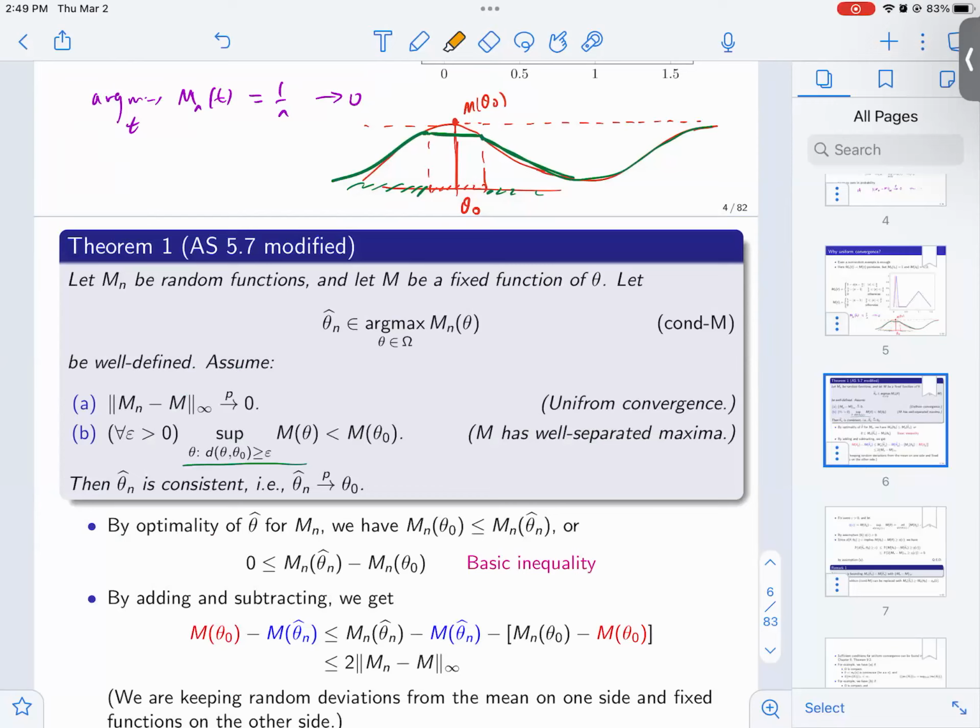The what? It's a true maximum. Theta naught is not a maximizer of it. But this is a maximizer. Right, so this is a maximizer.